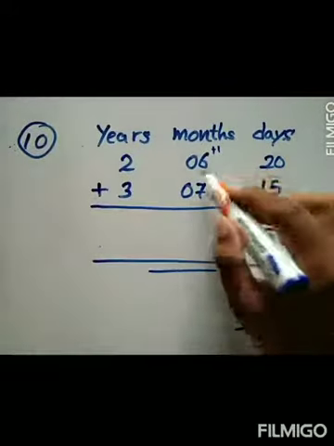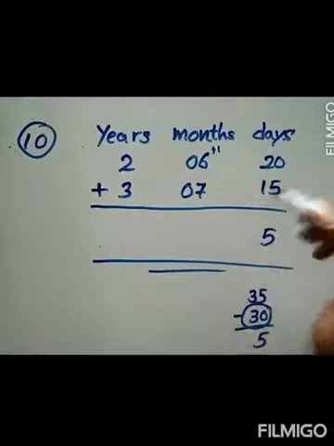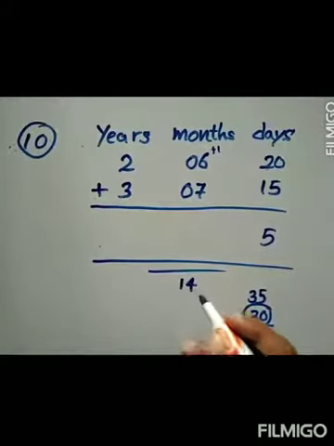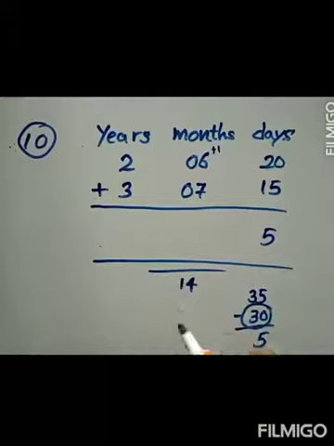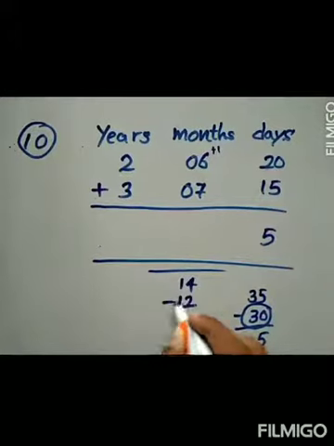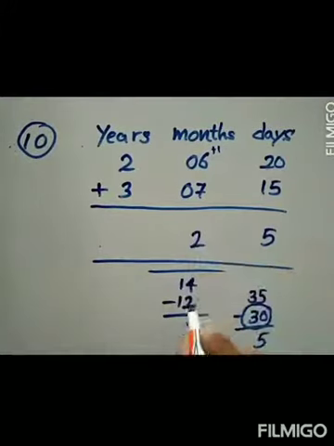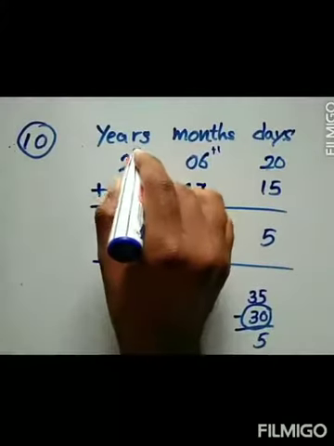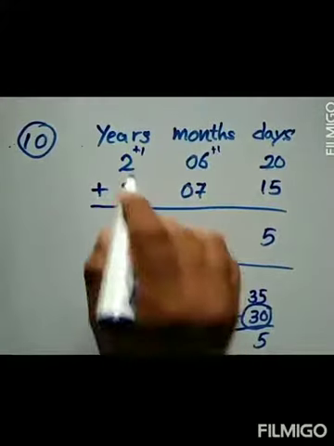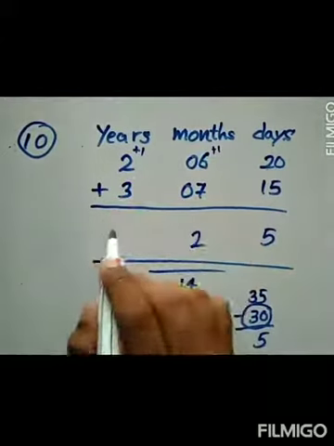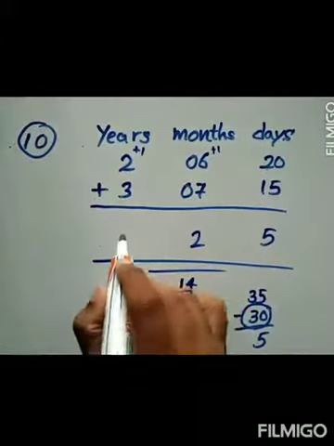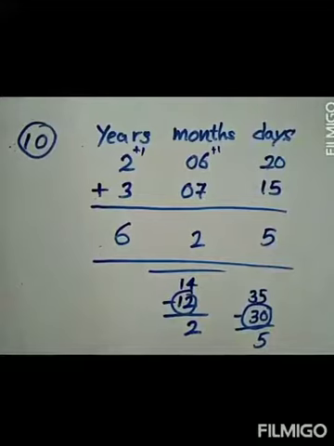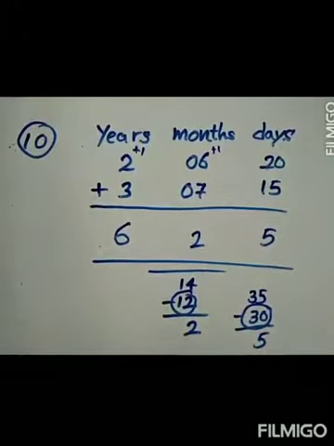So therefore here there are 7 months, then 7 plus 7, it's 14, but you can only keep 11 months here. Then subtract 12 because there are 12 months in a year, so you will get 2. Then put 2 here and take the 12 months to the side of years. Therefore you will get 1 more. Therefore there's 3 years and 3 years. The addition of these two is 6. Then the answer is 6 years, 2 months and 5 days.